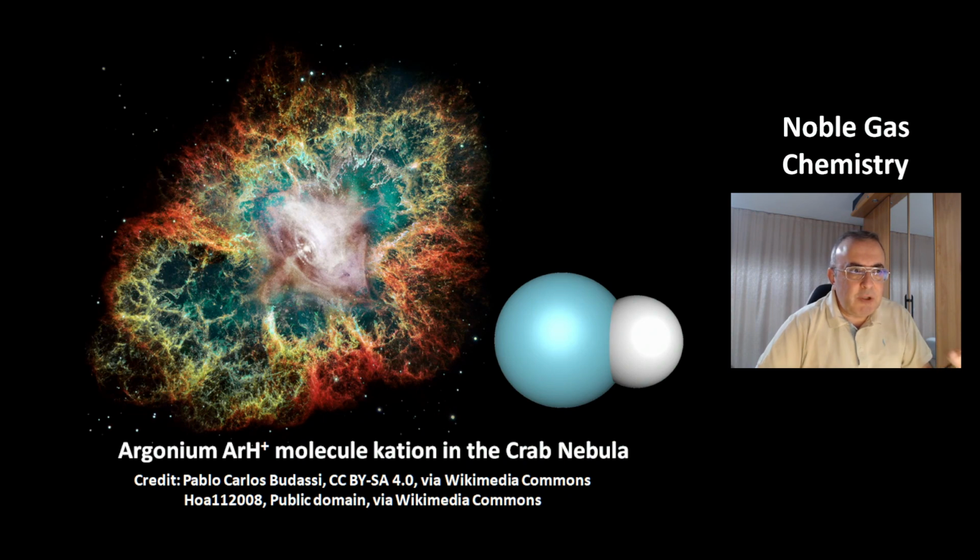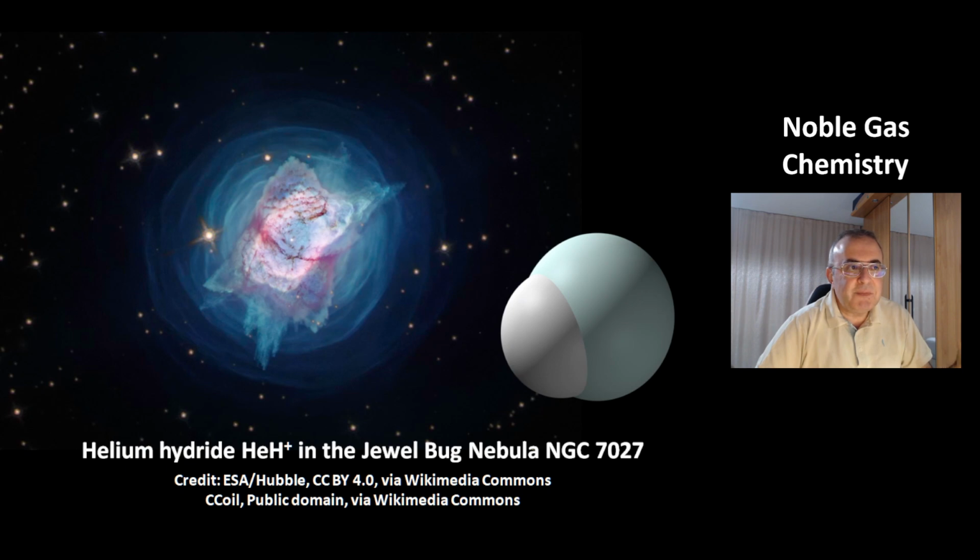This is the molecule cation argonium, ArH+. It was detected in the Crab Nebula. This is the molecule cation helium hydride, HeH+, which was detected in the planetary nebula NGC 7027.